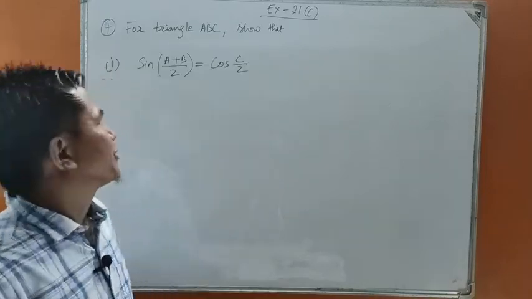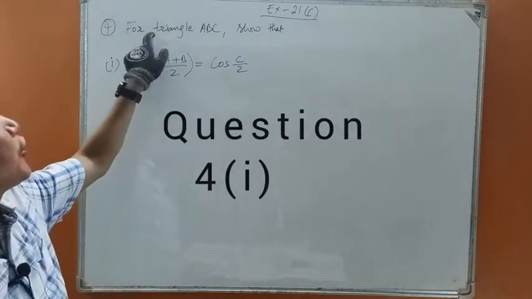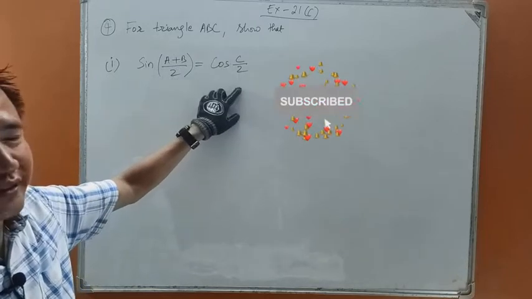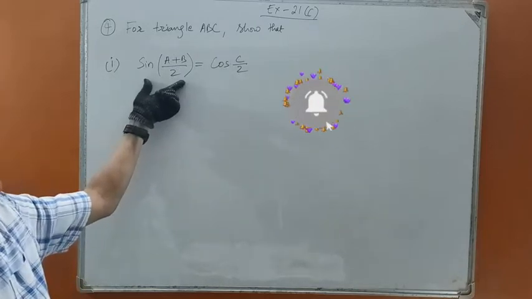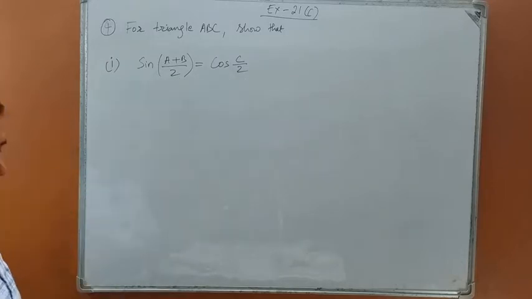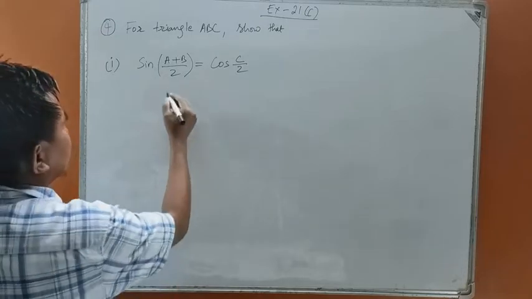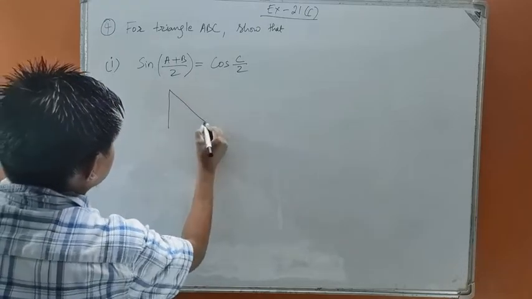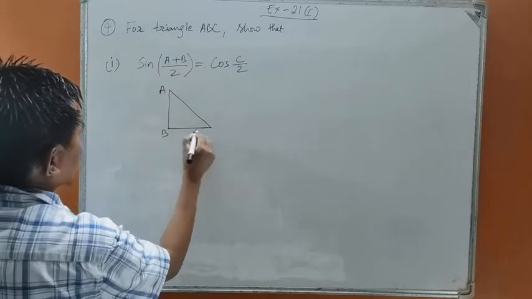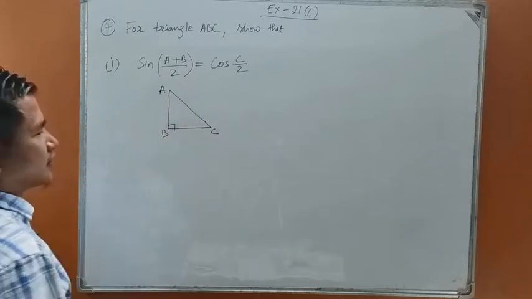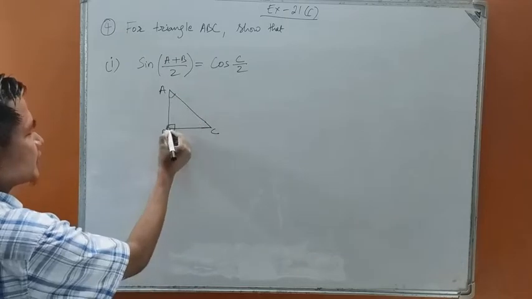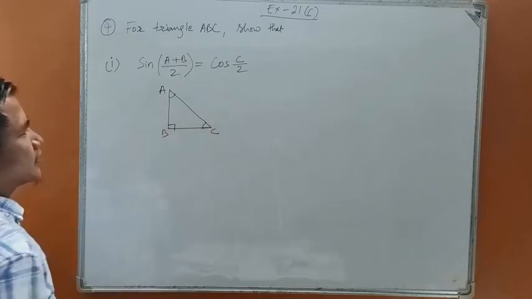Okay, now let us do question number 1 of 4. For triangle ABC, prove that sine of A plus B whole upon 2 equals cos C upon 2. So we are asked to prove this, sine of A plus B whole upon 2 equals cos C by 2, for triangle ABC. So let's see. So this is a right angle triangle. This is A, this is B and C. The triangle is right angled at B. Okay, so this is angle A, this is angle B, so this is angle C, isn't it?